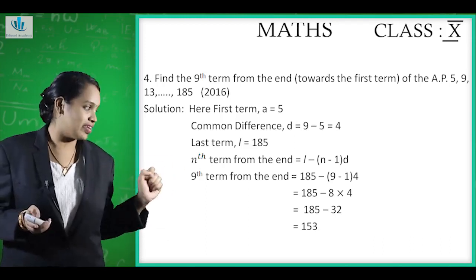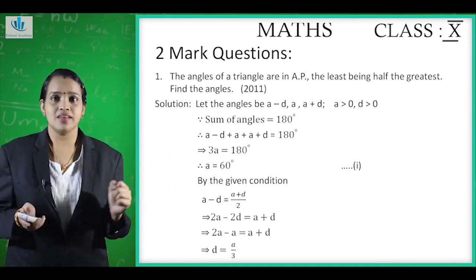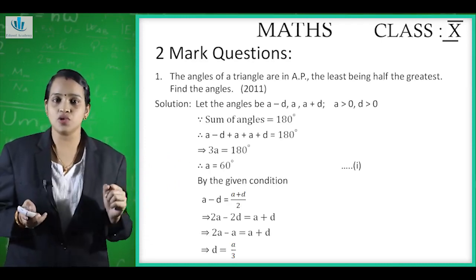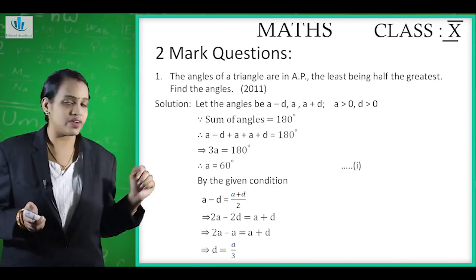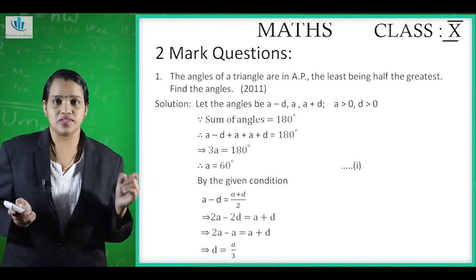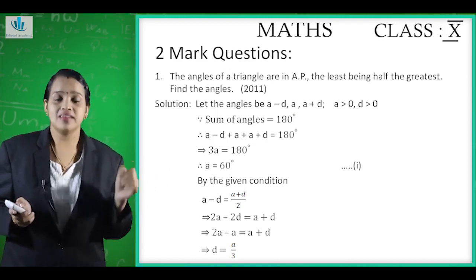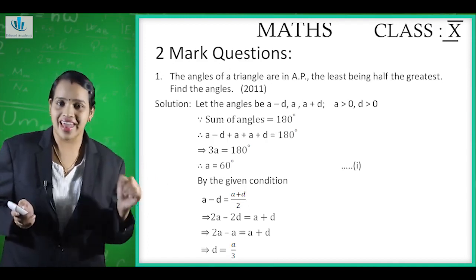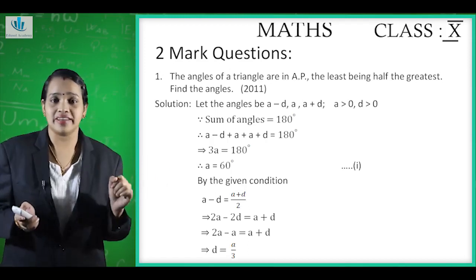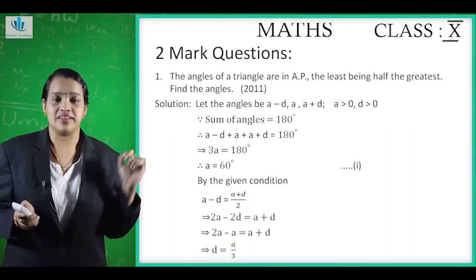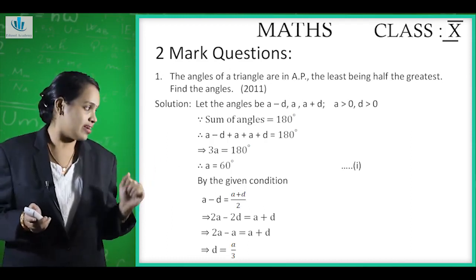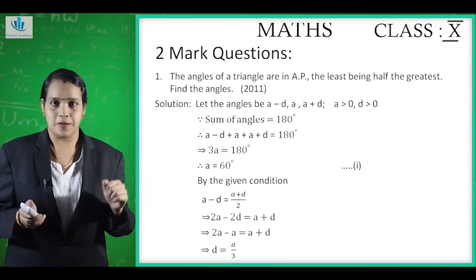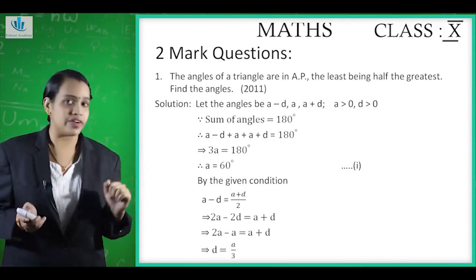Now we will see how to solve 2 mark questions. The first question is, the angles of a triangle are in AP, the least being half the greatest. Find the angles. We have to find the angles of a triangle. This question has appeared in the year 2011. Let's see how to solve it.